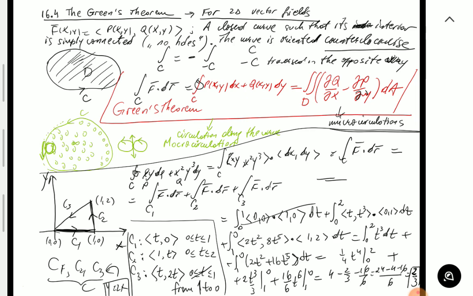So let's see how the whole process would work if we do it via the right-hand side of the theorem, so via a double integral. So stay tuned for the continuation on the next page.